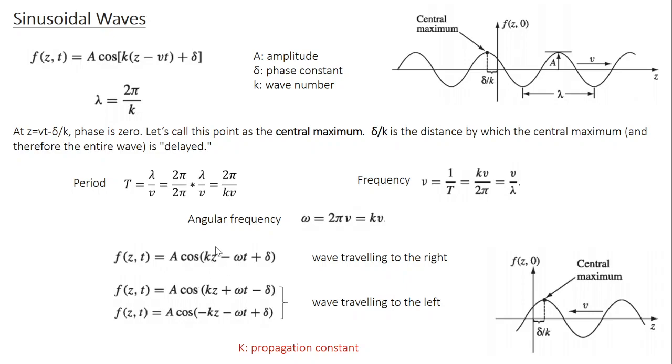So k is related to the propagation direction of the wave. Its sign gives you the direction of propagation. That's why k is known as propagation constant. In the case of three-dimensional wave motion, k becomes a vector. So you call it as the propagation vector. So k is an important parameter when you talk about wave motion of any sort.